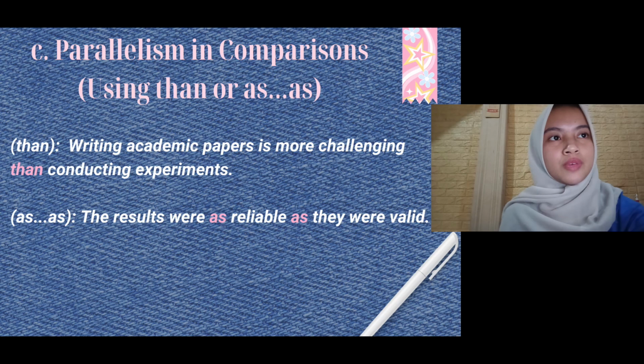C. Parallelism in comparisons, using than or as as. The correct one is: writing academic papers is more challenging than conducting experiments. The explanation is both compared elements use the same phrase form: writing academic papers, conducting experiments. Another example of as as is: the results were as reliable as they were valid. The explanation is each clause after as uses the same structure, they were plus adjective.